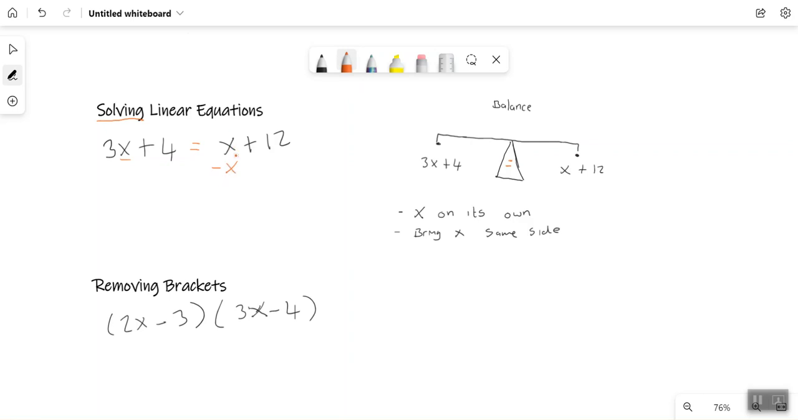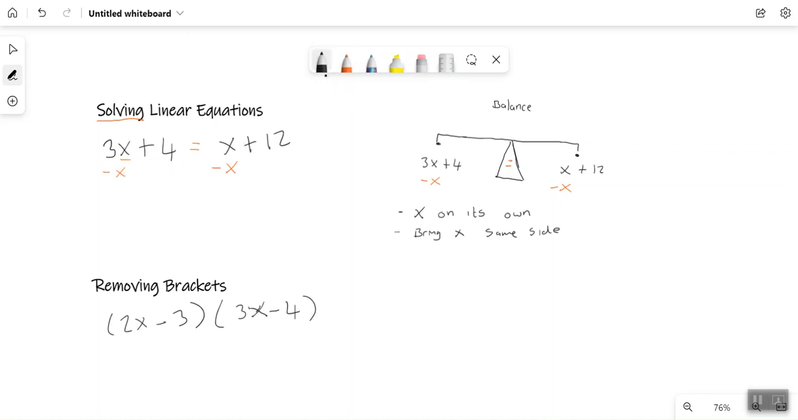Now, just like a balance, if I was to take away x from this side, and I wasn't to do anything on the other side, the balance would tip over and it would become unbalanced. So in order to keep this equal sign here in the middle and keep this balanced, if I take away an x from the right hand side, I have to also take away an x from the left hand side. So I minus x from here to get rid of it, and then I have to minus x from here.